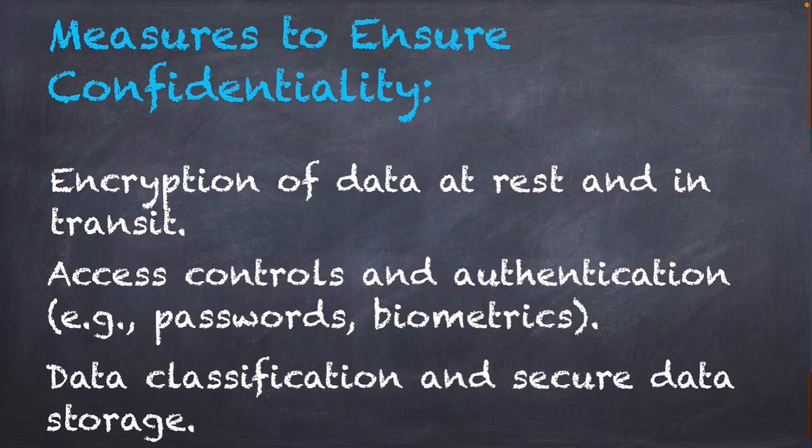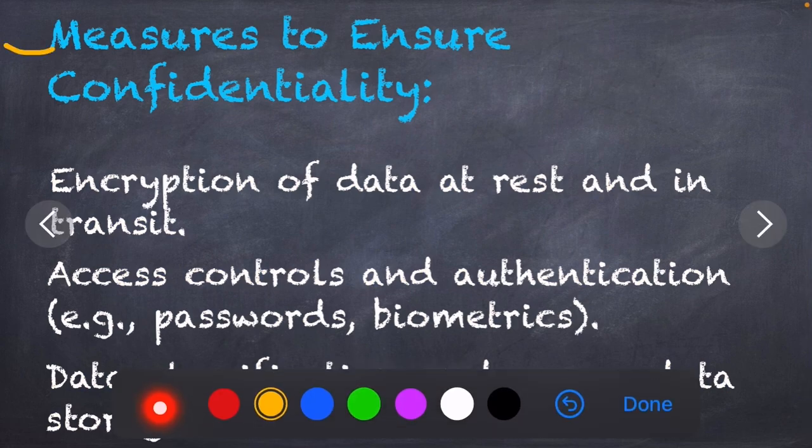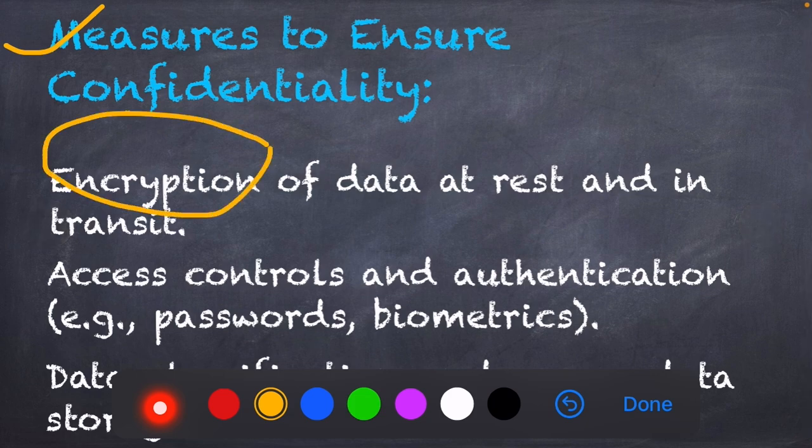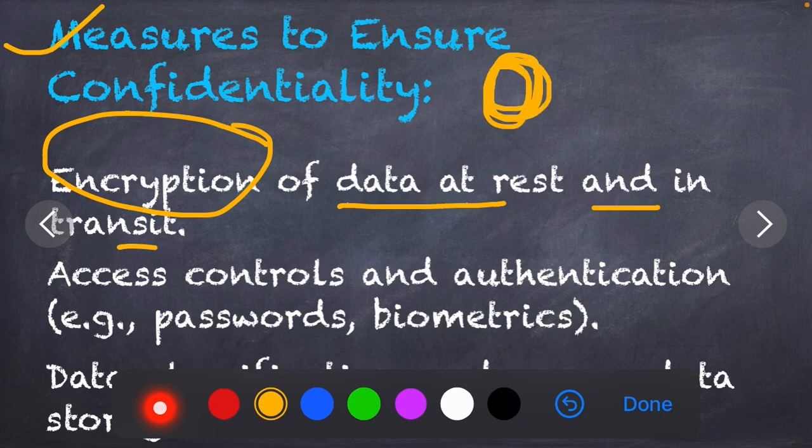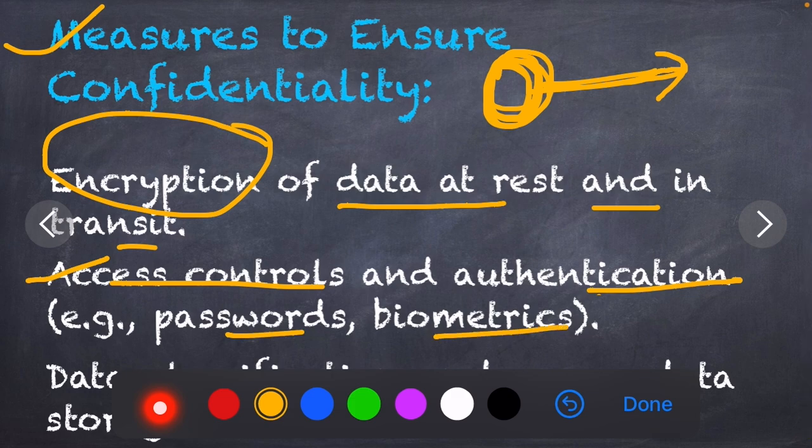The next is measures to ensure confidentiality. What are the measures to ensure confidentiality? There are three measures. First is encryption: encryption of data at rest and in transit. At rest is when data is stored on one computer or one place, and in transit means when data is being transmitted. When data is transmitted, at that time data should be in encrypted form. As I explained before, this is encryption, and with the help of encryption we can easily manage the confidentiality of that data. Then second is access control and authentication, that is passwords, and with the help of biometrics we can easily manage it.